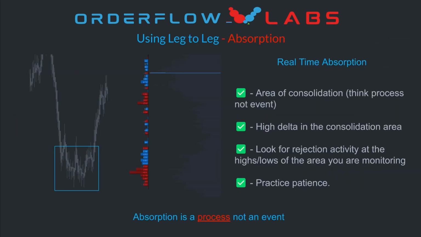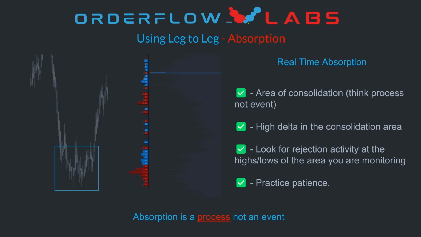So leg to leg for delta is just using a delta profile, mapping leg to leg to the delta profile. And this allows you to see that real-time absorption. If you want to get more insight into that, I would invite you to go watch that webinar. It was the Liquidity Zones Deep Dive webinar. And just as a reminder or review, this really helps spot that real-time absorption. You're looking for areas of consolidation. Think of it as a process.